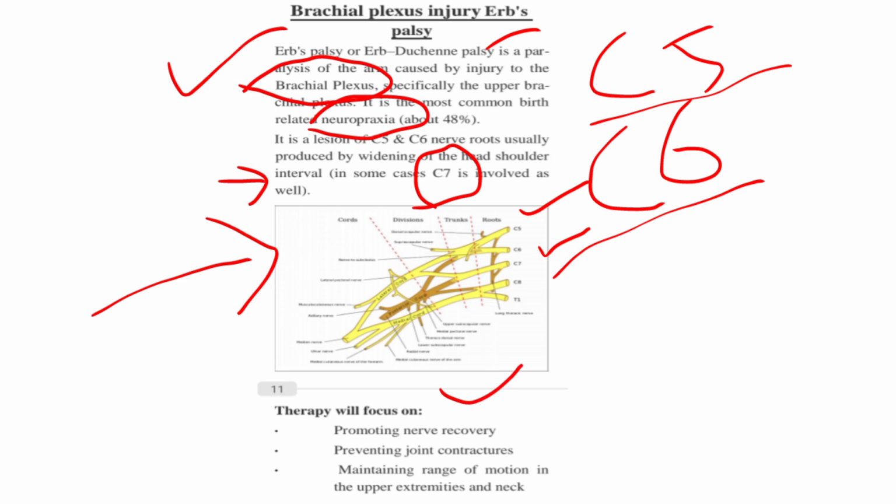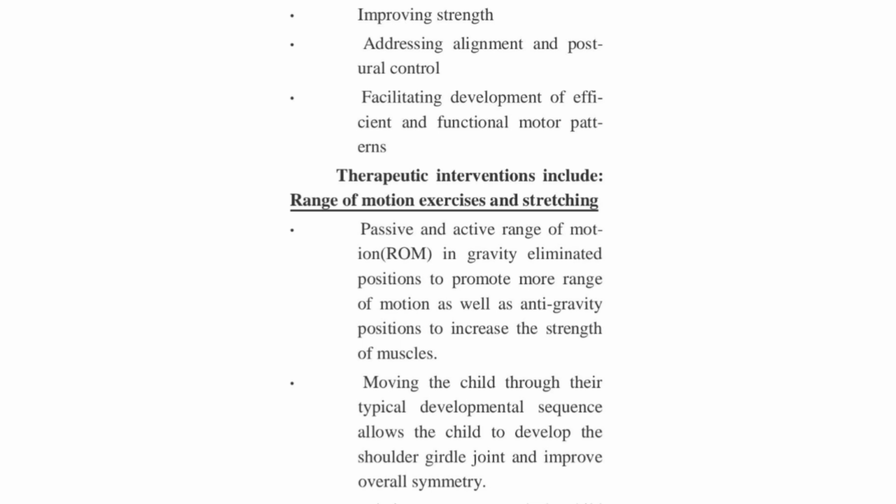The therapy will focus on promoting nerve recovery, because the nerves are stretched. Joint contracture should be prevented, maintaining range of motion in the upper extremity and the neck. Maintaining range of motion prevents joint contractures, and recovery of the nerve root is our therapy goal. Improving strength, addressing alignment and postural control, and facilitating development of efficient and functional motor patterns.